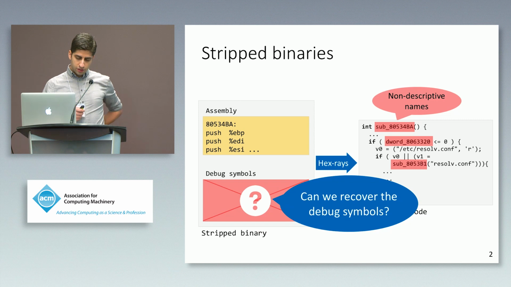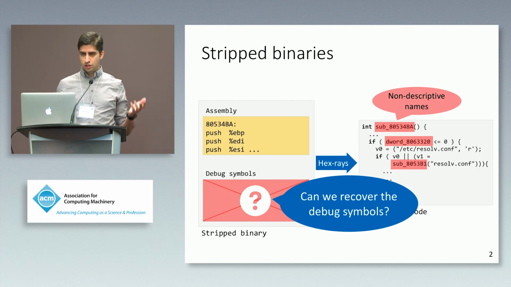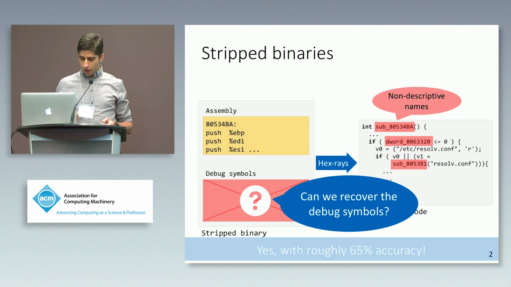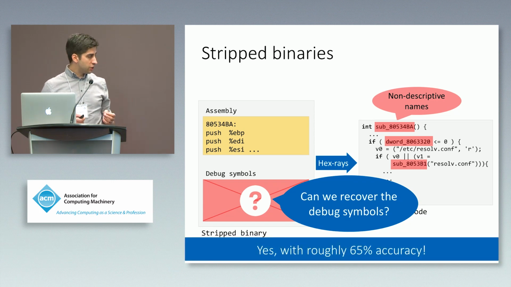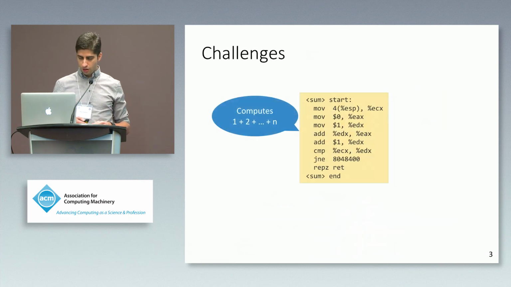So the question that we address in this work is, well, can we somehow recover the debug information that was removed? And at least intuitively, this seems like a pretty impossible thing because once it's gone, how would you know what was there? However, it turns out that we can, with pretty high accuracy, recover the information. I'll show you the results for different architectures with roughly 65% accuracy, which is pretty useful because this means the majority of the information we can put back there.